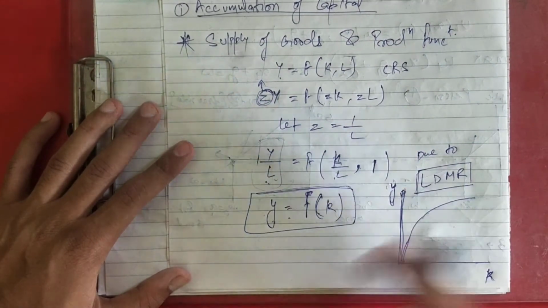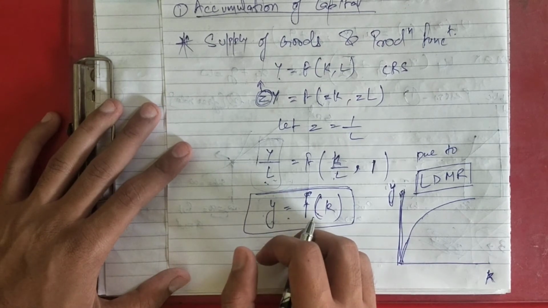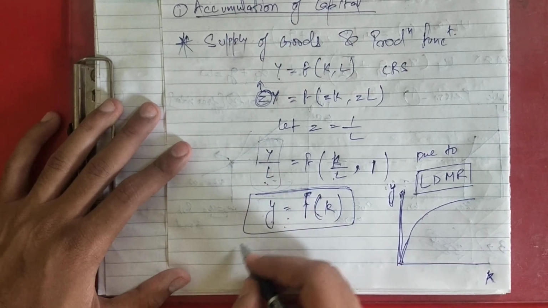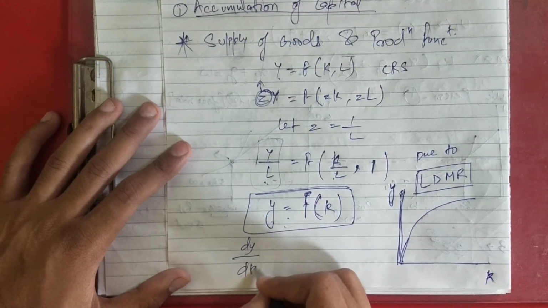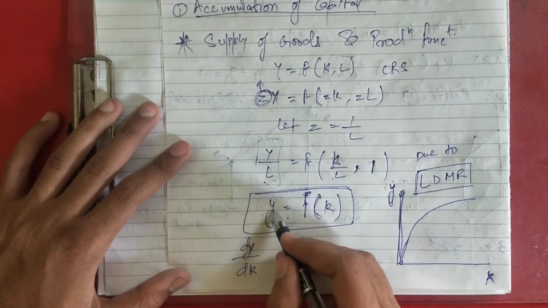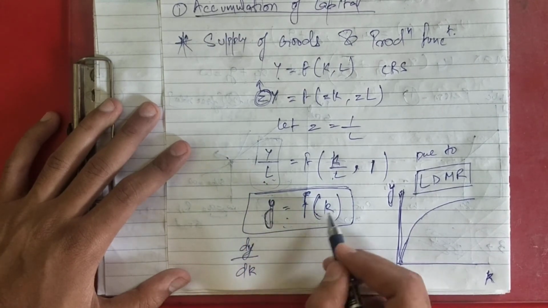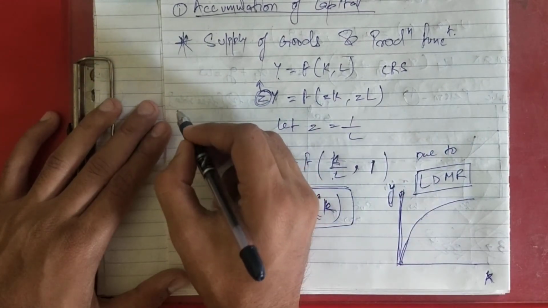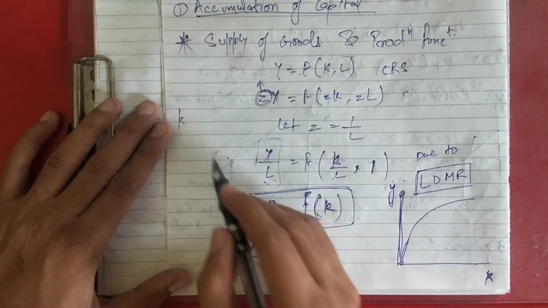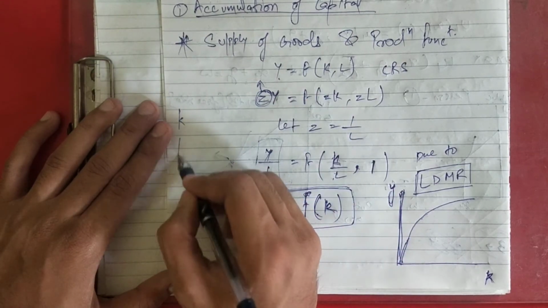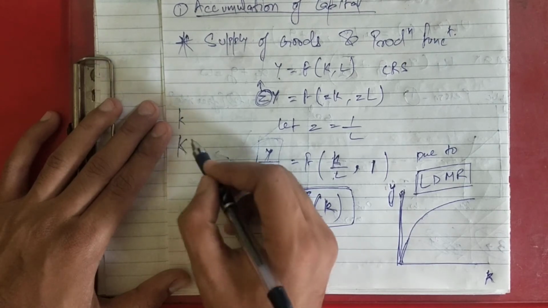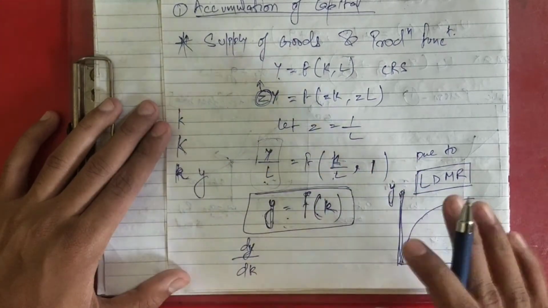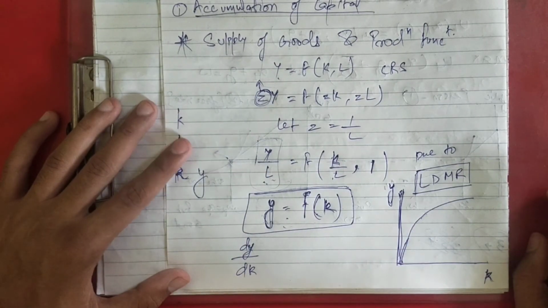To find the slope, you just differentiate with respect to the input, so dy by dk. Make sure you write small y here and small k here. Don't mix them up. Also, don't write small k like a big K, because sometimes the examiner may get confused whether it is big K or small k. Always write k this way and y this way, so that you won't create any confusion for the examiner checking the exam.